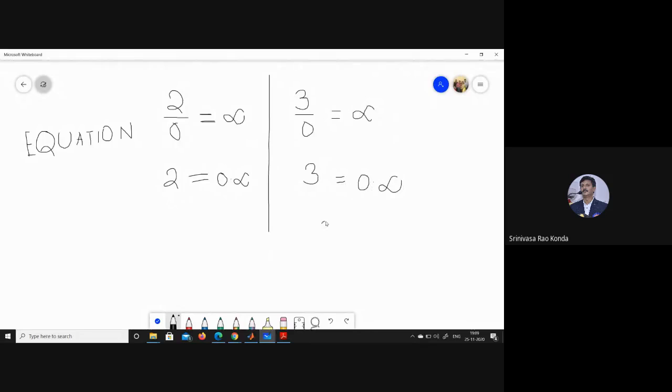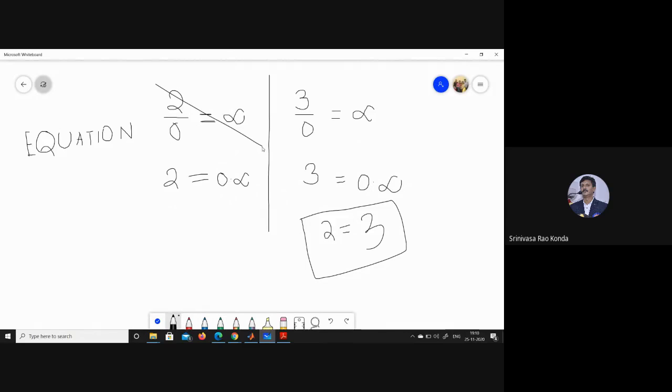2 is equal to 3. By the transitive property, I can say that 2 is equal to 3. Whatever it may be, I don't know the value of 0 into infinity. Let us assume that this is equal to infinity. I am taking 0 into infinity. 3 is equal to 0 into infinity, and 0 into infinity is 2. By the transitive property, A is equal to B, B is equal to C, therefore A is equal to C. 2 is equal to 3. Okay, that means this is not correct.